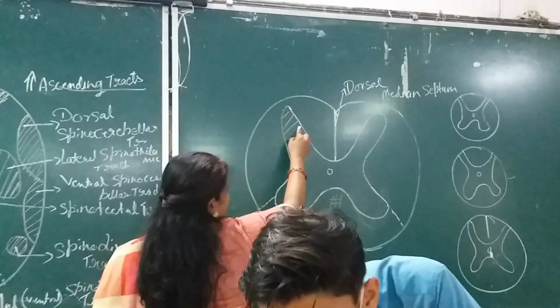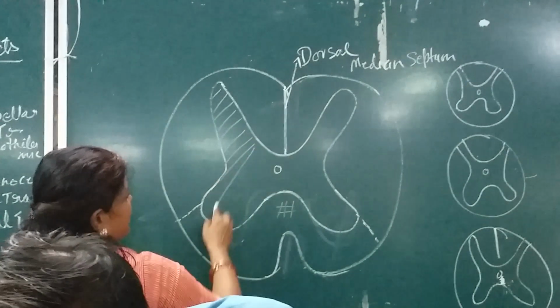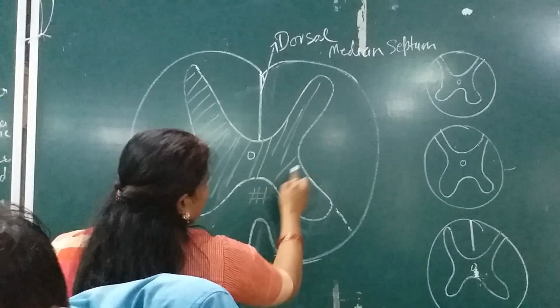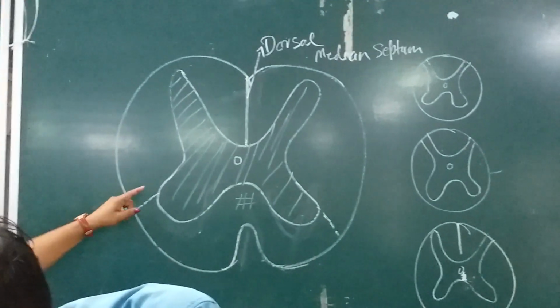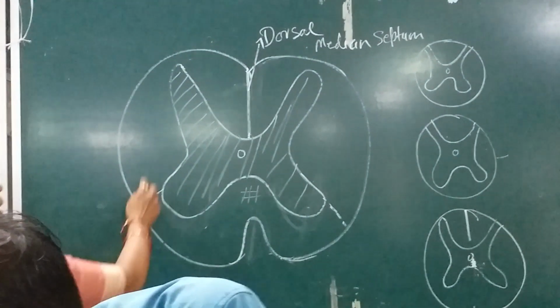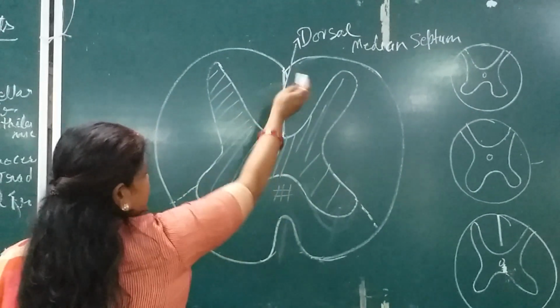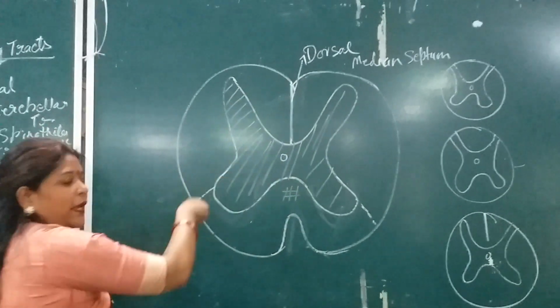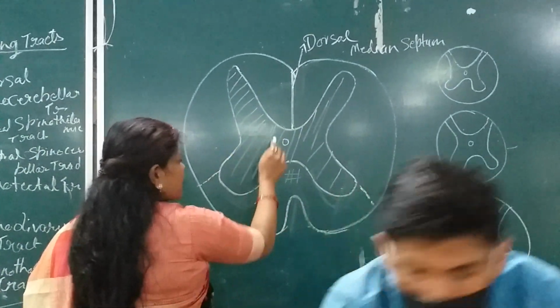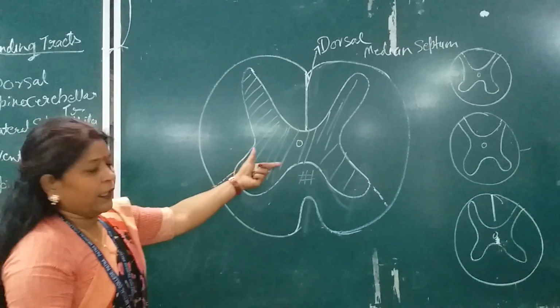In the previous class we have already discussed the grey matter. Now in this class we will discuss the white matter. So white matter of the spinal cord, it is the area surrounding this grey matter. Okay. And the nomenclature of this white matter is given in relation with the grey matter.